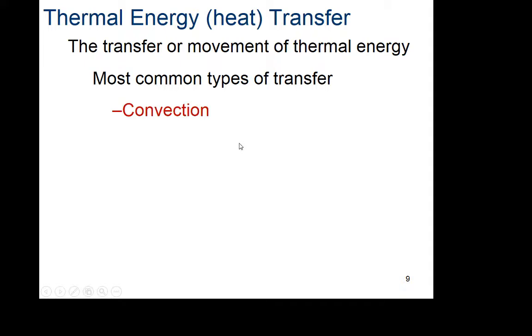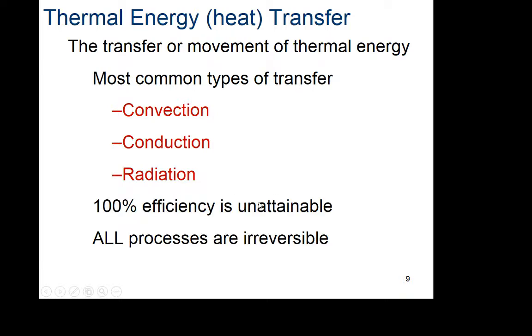Okay, so ways that energy can move from one place to another. We have convection, conduction, and radiation. So we're going to spend some time talking about convection and conduction, and we're going to mostly skip radiation for now. No type of energy transfer is 100% efficient, so 100% efficiency is not attainable, and all of these processes are irreversible, meaning they can't go back the way that they came.